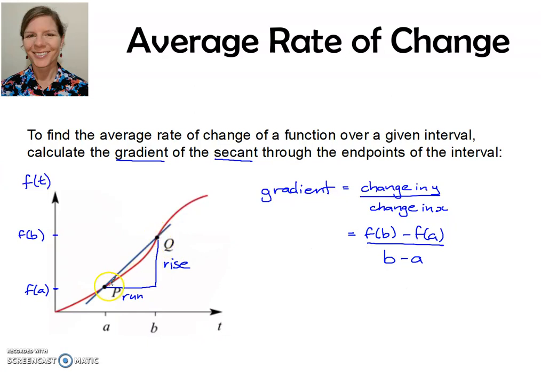Now, obviously it's an approximation because this isn't constant. There's greater acceleration here at the end than there is at the beginning. But it would give you an approximation of the speed between those 2 points. So this is how we get average rate of change. That's why we call it average.